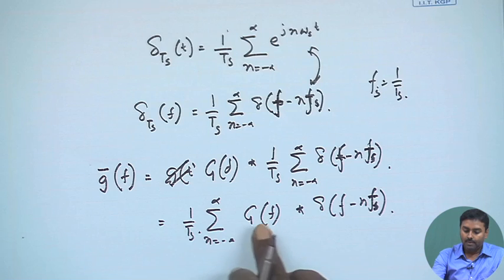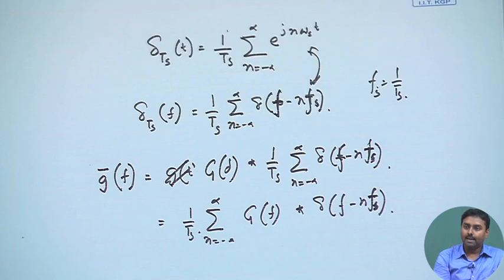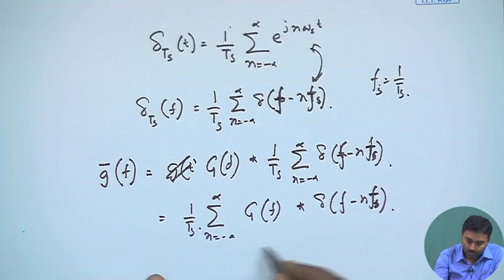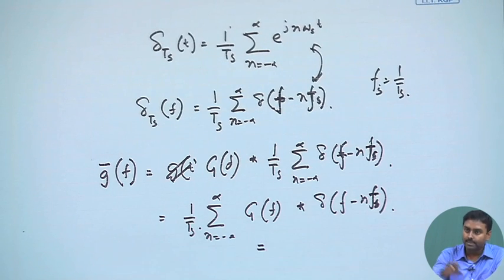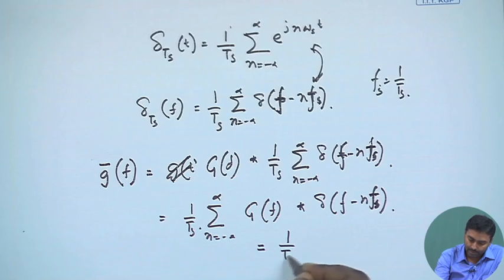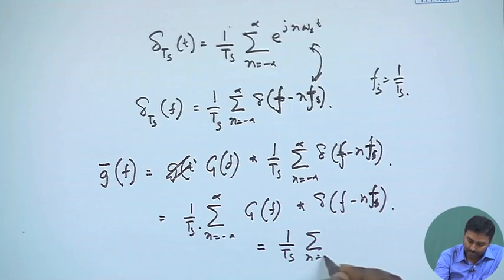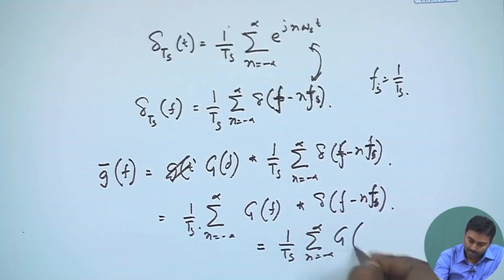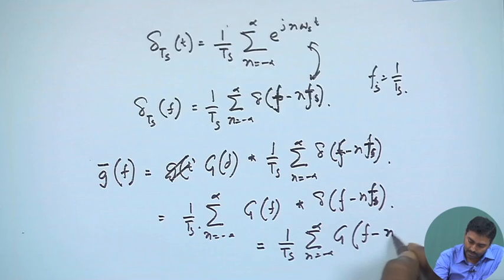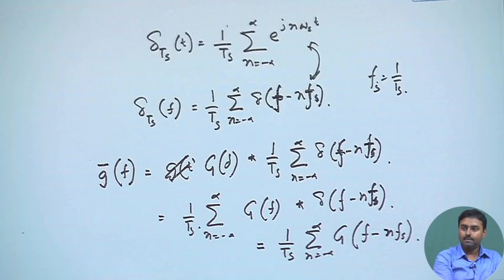Now, we know anything convolved with delta must be giving me the same thing at where the delta is, okay. So, the convolution theorem with respect to delta, this will give me 1 by Ts summation n minus infinity to plus infinity, this will be just G f minus n fs, that is what happens.